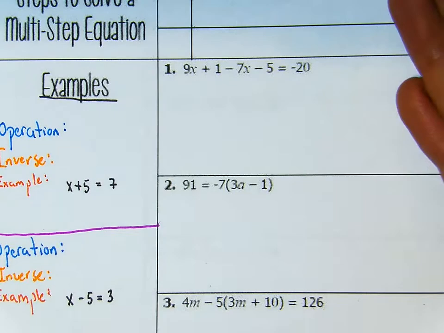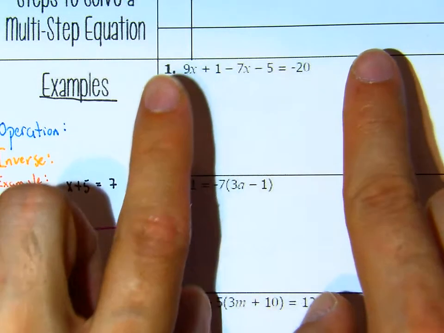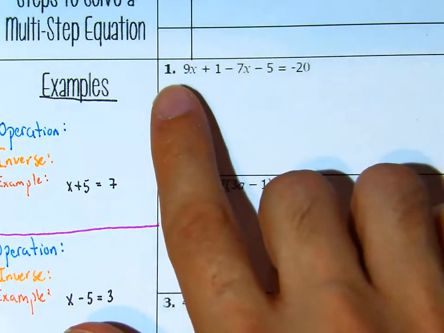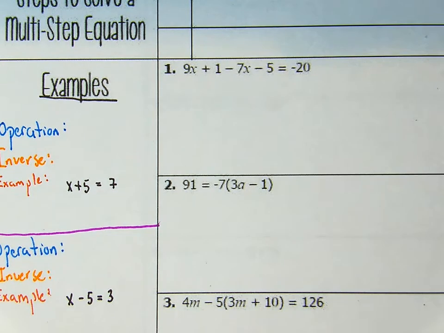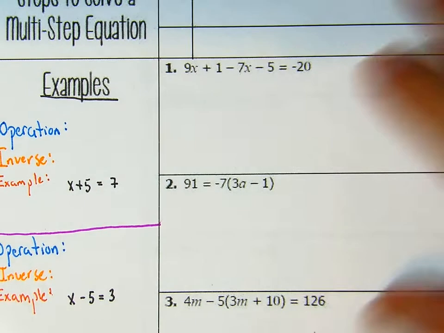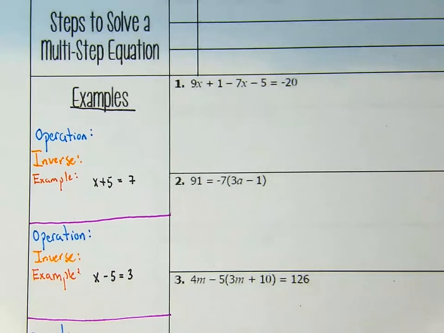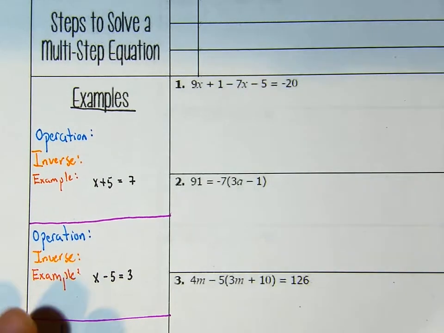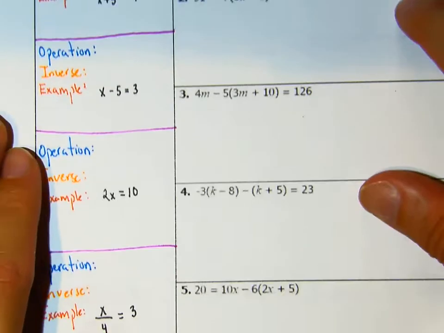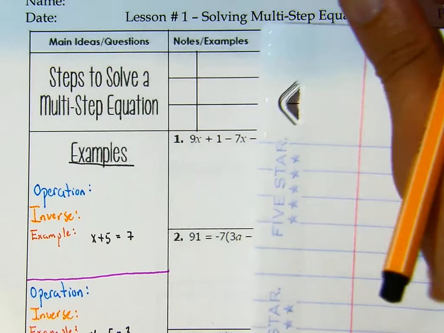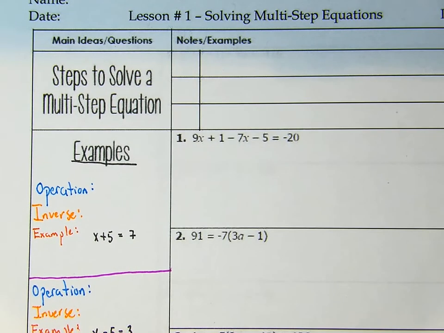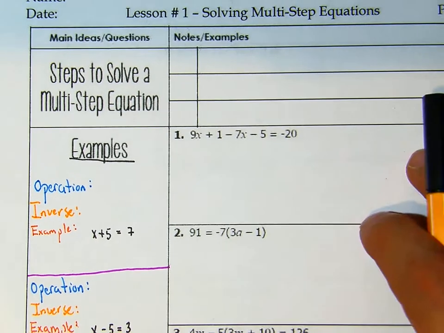On the next lesson, we're going to see what happens if the variable's on both sides, but for today, we're just going to warm up and see how we solve it if it's just on one side of the equation. If you want to have this in your notes, take out a piece of paper and write these examples, that's great. Or write down the steps as I say them. Go for it.